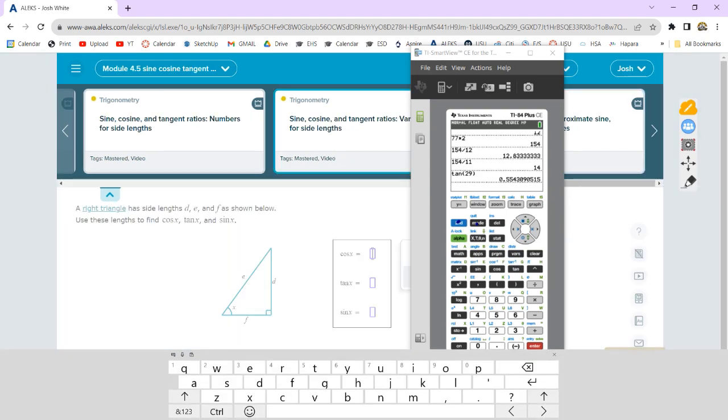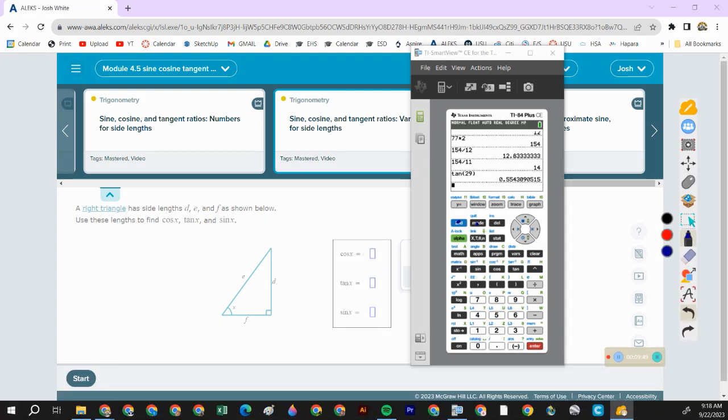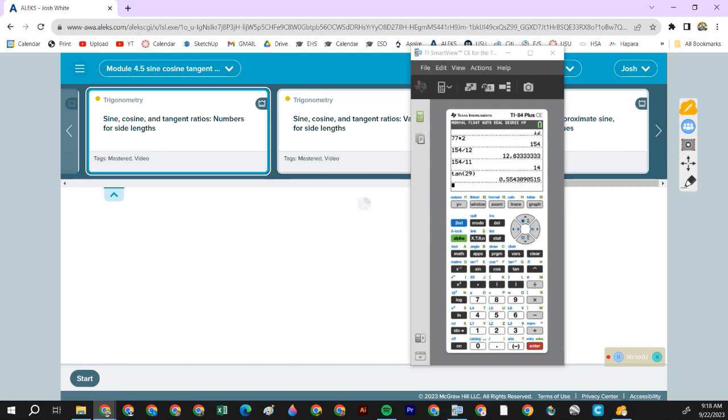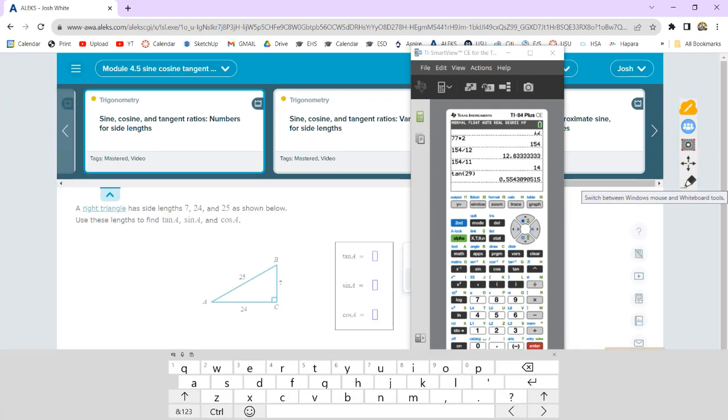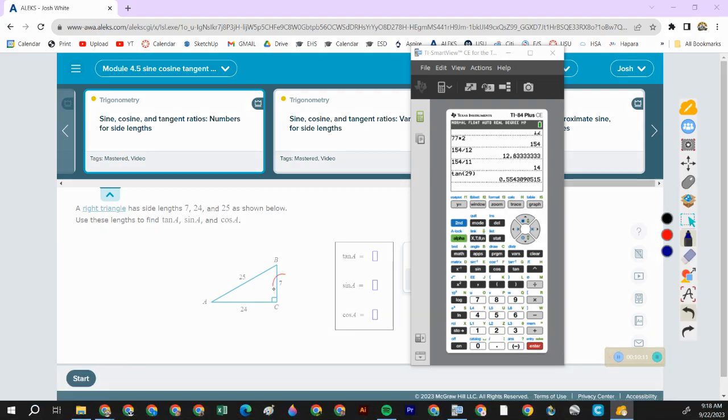Here I have a right triangle, and it wants to know what is the cosine of x. Well, cosine is adjacent over hypotenuse, so it's just f over e. Okay. Here, what is the tangent of A? So A is the opposite side divided by the adjacent side, so it would just be 7 over 24.